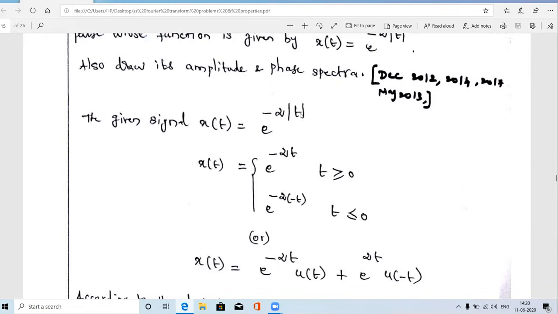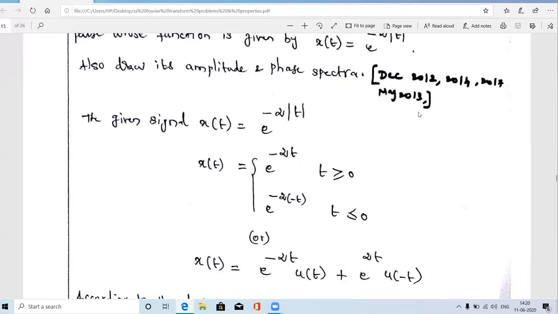And the next one, we have to put t equal to minus t. The t is carrying a negative value. So at that time, e power minus 2 into minus t. Now we are considering t is negative, so e power minus 2 minus t. E power minus of minus, so it is plus. So e power 2t for t less than or equal to 0. So this is the total signal, the x of t, that is e power minus 2 modulus t.